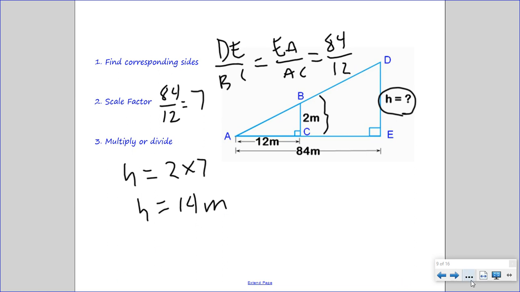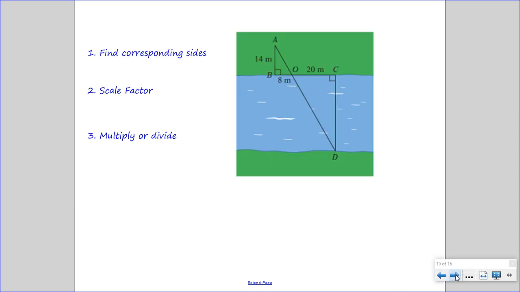Now let's go to example number 2. This one looks a bit different, but the process is the same. Here we have an example, for example, that we need to determine the length of a river. So we can build a triangle on one side of the river and then use what we know about similar triangles to figure the width of the river, which in this case would be CD. That's what we need to find out. So the same process, let's find our corresponding sides.